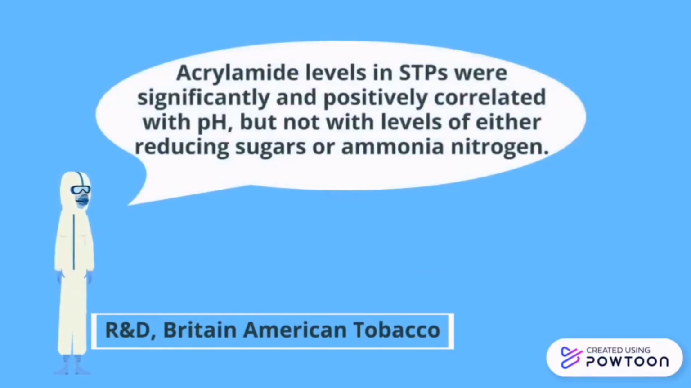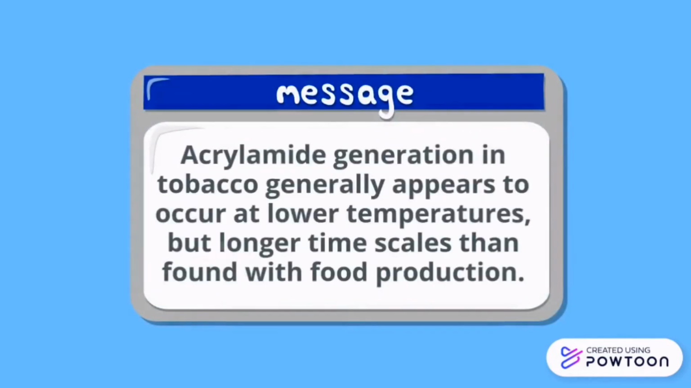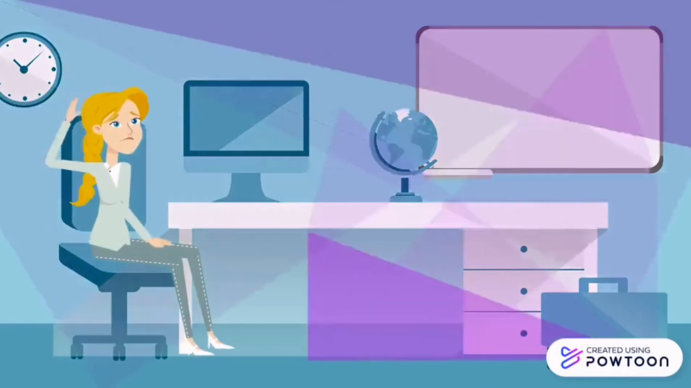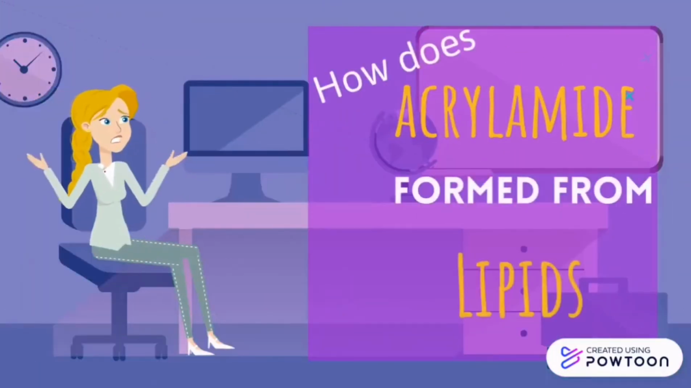Acrylamide levels in SDP were significantly and positively correlated with pH, but not with levels of either reducing sugars or ammonia nitrogen. As a simple conclusion, acrylamide generation in tobacco generally appears to occur at lower temperatures, but longer time scales than found with food production. Let us see how acrylamide is formed from lipids.